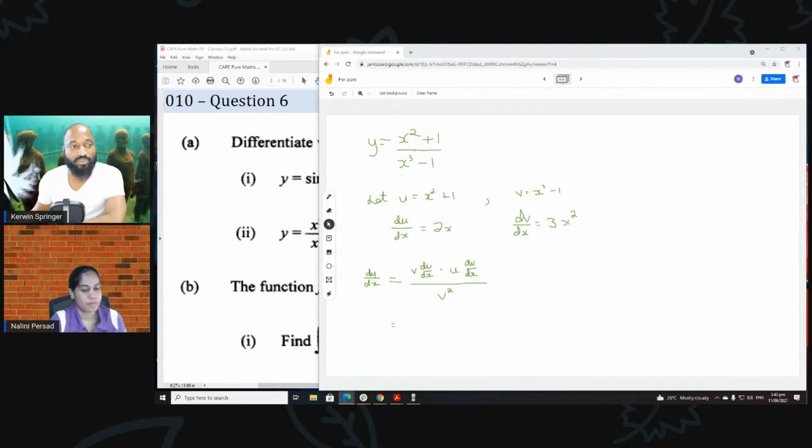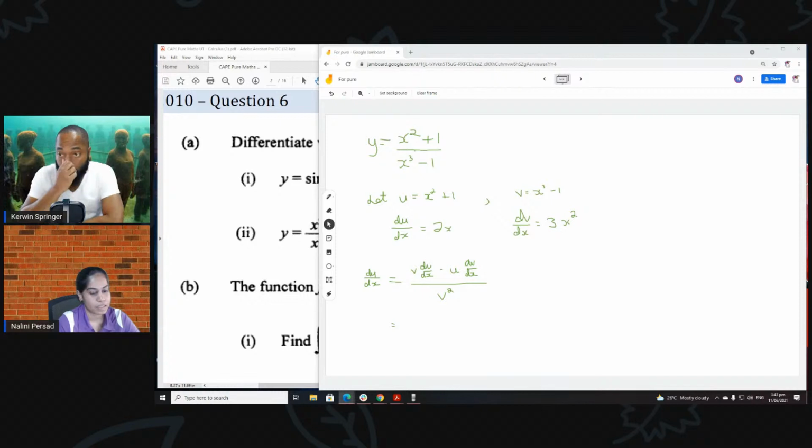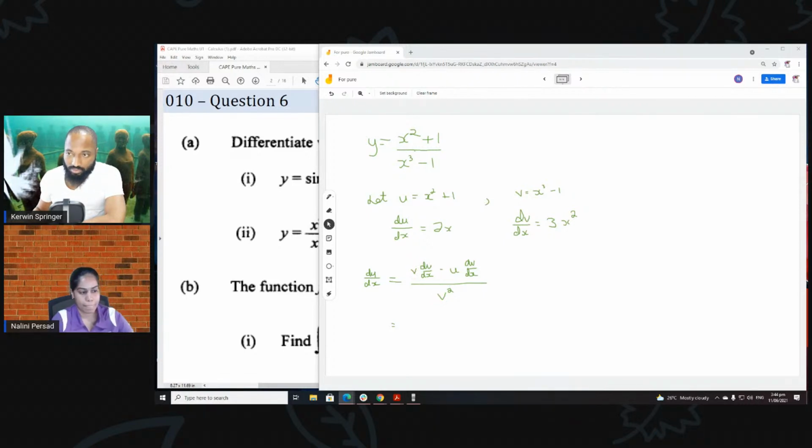A trick to help you remember the quotient rule: sometimes students mix up the order. It's v du/dx minus u dv/dx. So I use this v here and this v here, so it starts with v, the later one. Then you substitute accordingly. And remember, when you substitute, don't try to cancel whatever you have there immediately.